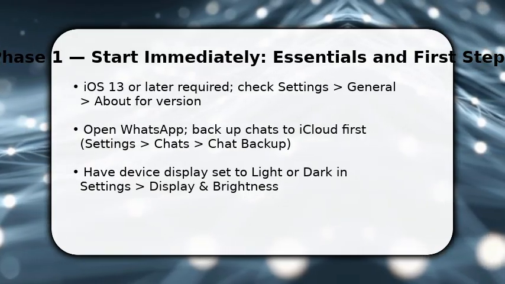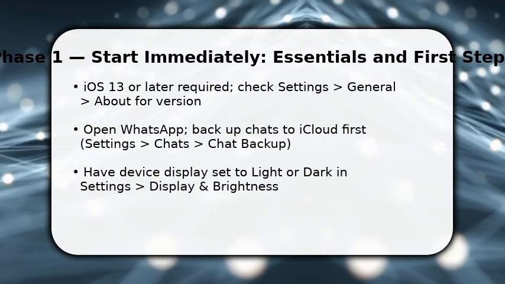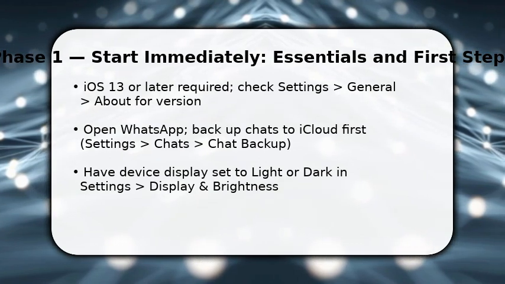Next, tap Chats, then Appearance. This is the first actionable control for dark mode. Doing this now avoids surprises later, when toggles won't be visible.